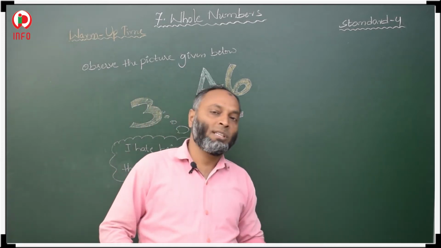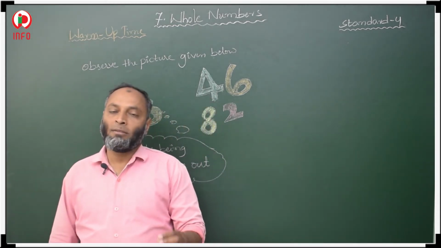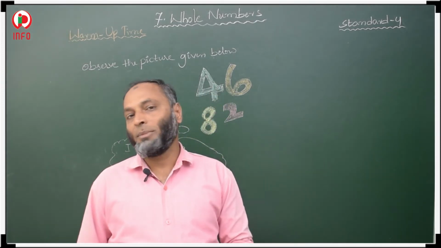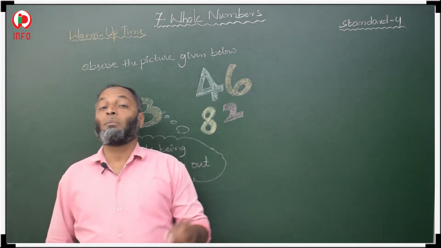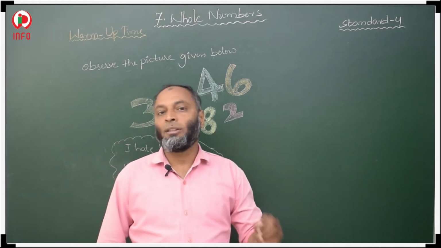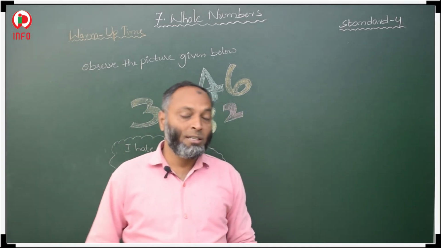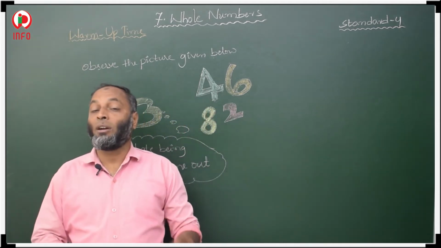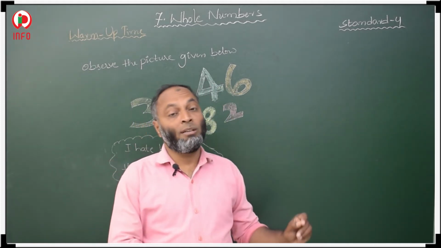From second class onwards we have discussed even numbers and odd numbers. Even numbers are the numbers which are divisible by 2 and leave remainder 0. What about odd numbers? Odd numbers are not divisible by 2. When divided by 2, we get remainder 1. So when we divide a number by 2 and it leaves remainder 1, that number is called an odd number. If the remainder is 0, that number is an even number.